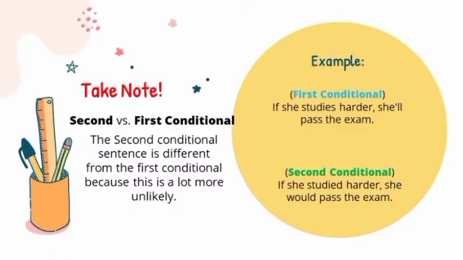For example, if she studies harder, she'll pass the exam. I think she may study harder and so she'll pass. But in the second conditional, if she studied harder, she would pass the exam. I think that she won't study harder, or it's very unlikely, and so she won't pass.